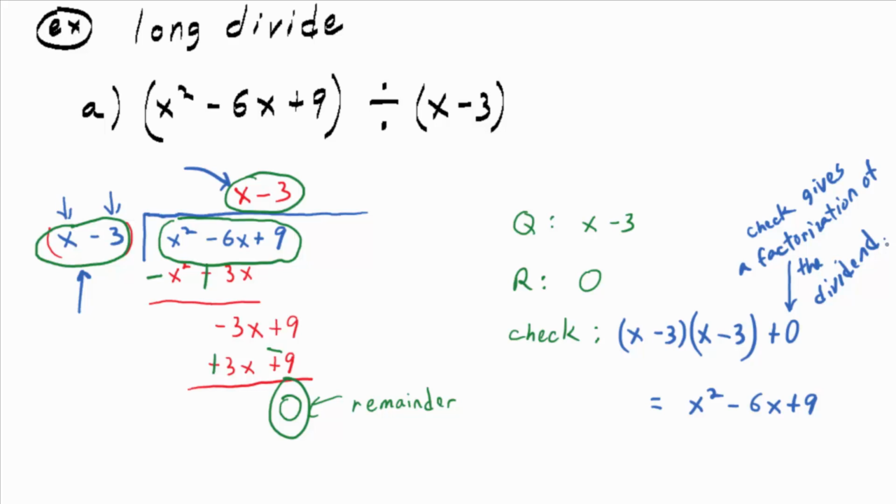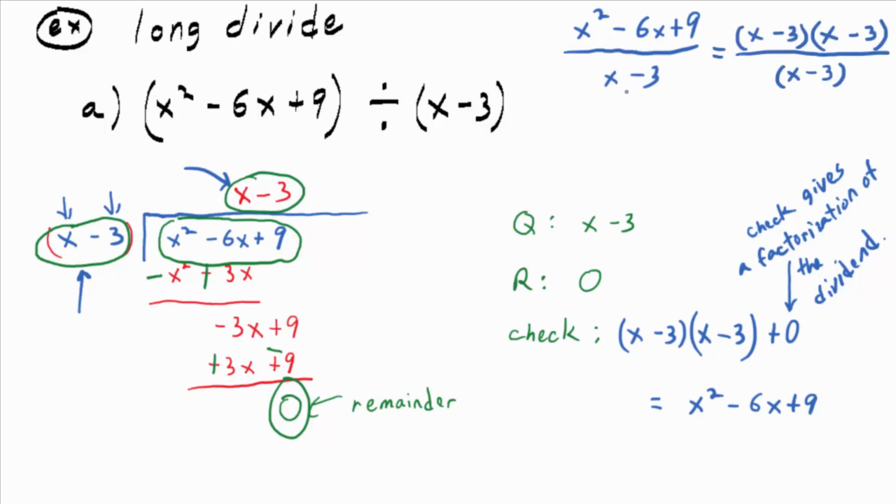Now, what was the easier way to do this problem, though? Couldn't you just have rewritten the original problem as x squared minus 6x plus 9 over x minus 3, and then did the usual simplifying, factor the numerator, then cancel out the like factors, leaving you with x minus 3? Yeah, that would work.